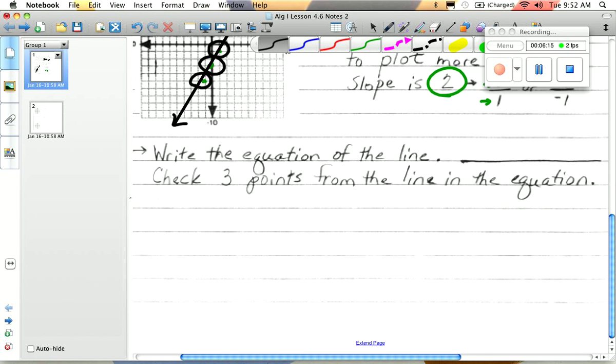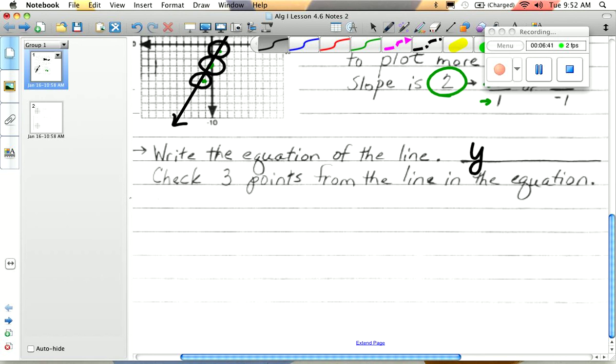You do have to write the equation of the line, if it wasn't given to you. But I'm not going to make you check 3 points from the line, but I want us to check and make sure they make the equation true. I want you to understand that they're really solutions for this equation. So what is the equation of this line, if it has a slope of 2 and a y-intercept of -3, Jared? Y equals 2x minus 3.